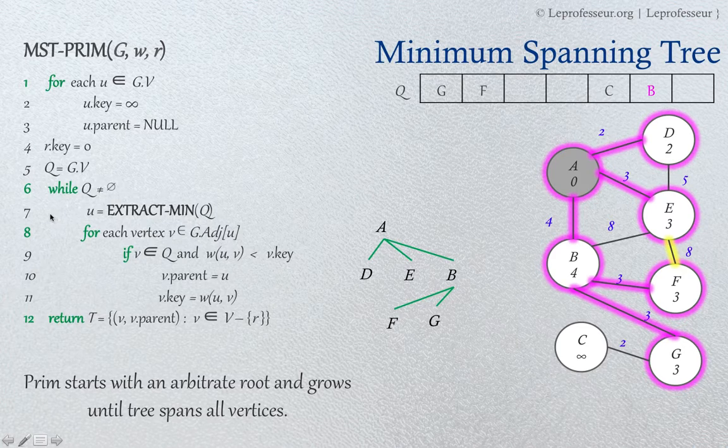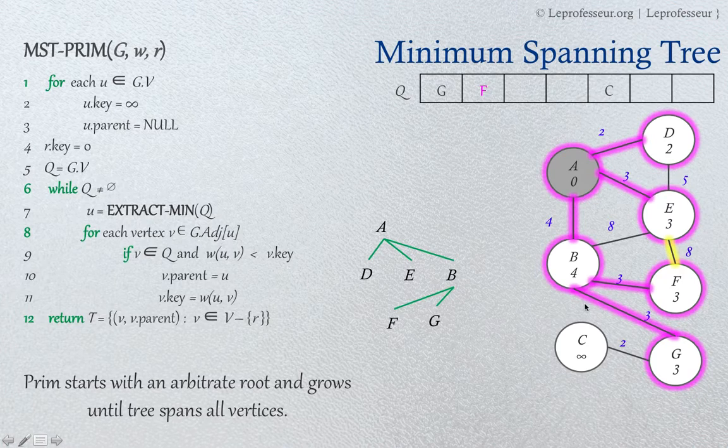We went back again to line number 7. We're going to execute the extract min operation, which means that we're going to find the minimum key value node from this queue. We find that among G, F, and C, F and G have value 3. So let's select F.